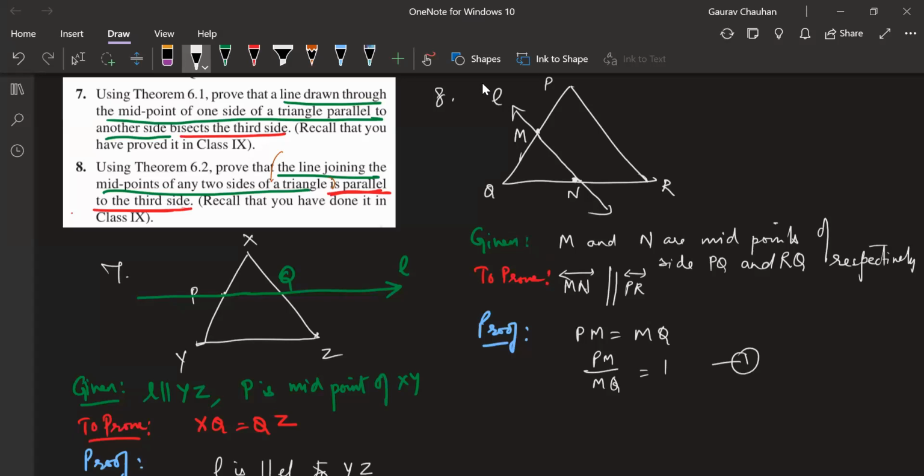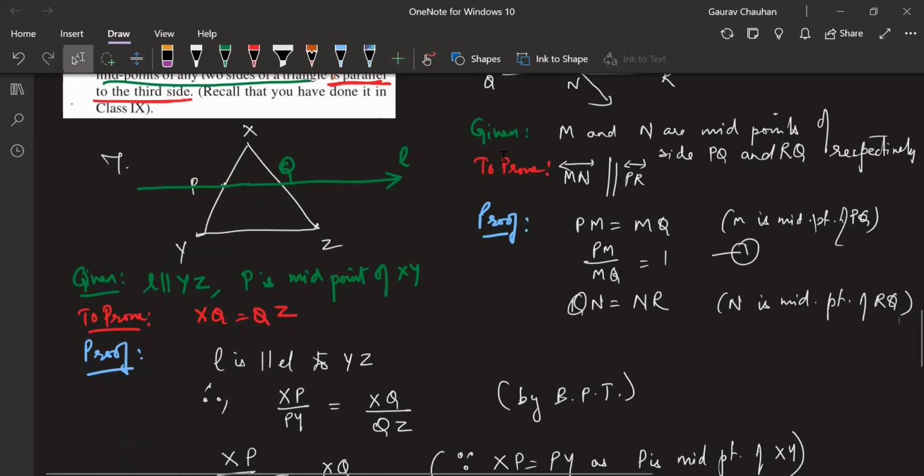Fantastic. And then if we take N as the midpoint, QN will be equal to NR. Once again, I'll write the previous reason: M is midpoint of PQ. QN is equal to NR. N is midpoint of RQ. So QN by NR will also be equal to 1.